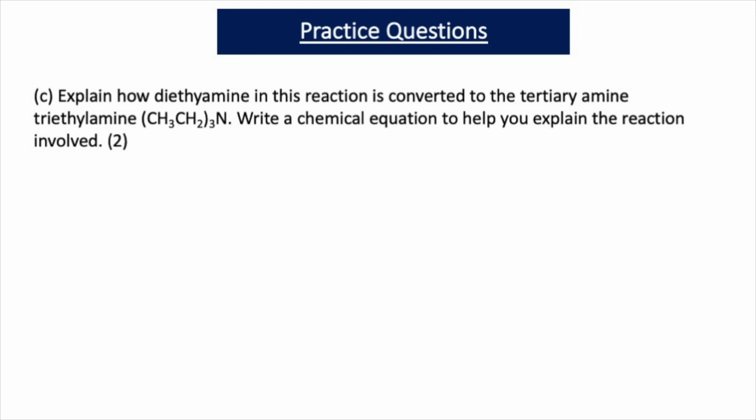So now have a go at part C, and part C is asking you to explain how diethylamine in this reaction is converted to the tertiary amine triethylamine, which is CH3CH2 in brackets 3 and a nitrogen. Write a chemical equation to help you explain the reaction involved, and this is a 2 mark question. Read through the question, pause the video, have a go at it, and then we'll go for the answer.